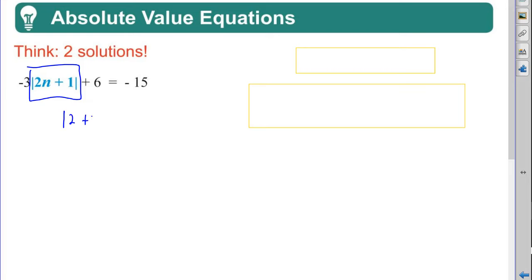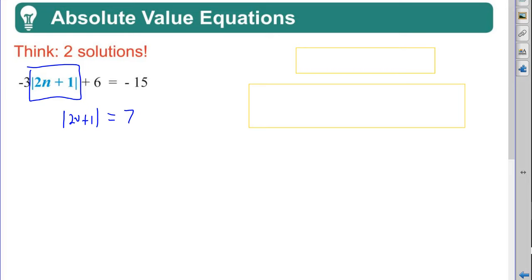All right? So we'll move the 6 by adding a negative 6. That gives me a negative 21 on the right. Then I have a negative 21 divided by a negative 3, and that's a 7. Agreed? And I forgot my n there. So you have the absolute value of 2n plus 1 equals 7. Okay, my absolute value is isolated.